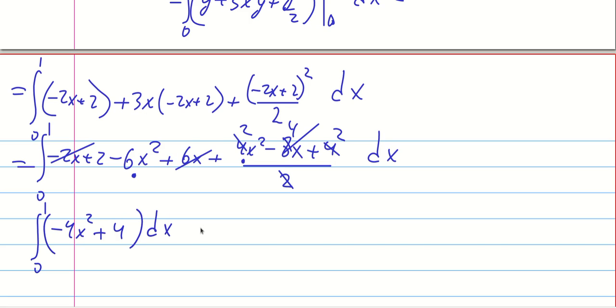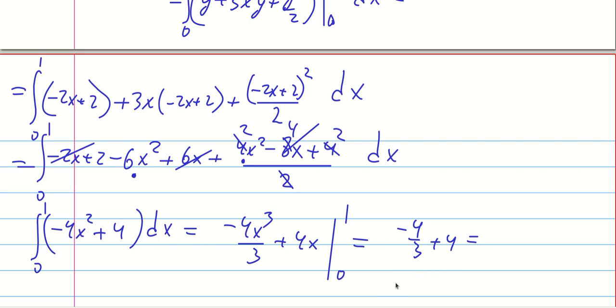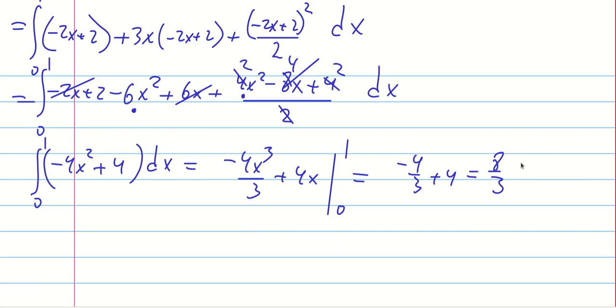So finally we have negative 4x cubed over 3 plus 4x evaluated from 0 to 1. If we plug in 0, everything will zero out. So we have negative 4 over 3 plus 4. 3 times 4 is 12, 12 minus 4 is 8. So we have 8 over 3 as our answer. So that was little m. This is our little m.